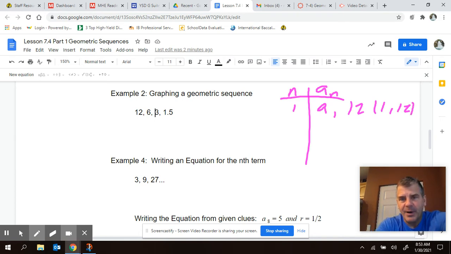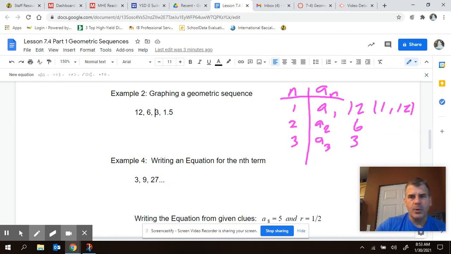So our second term there, that's 6. So to stay consistent, the second term, that's really 6. So that would be a coordinate 2, 6. And then our third term, or a sub 3, that's 3. That gives us the coordinate 3, 3. So you get the picture here.